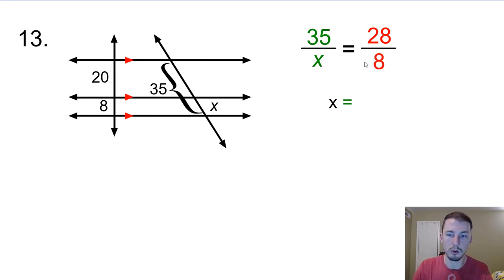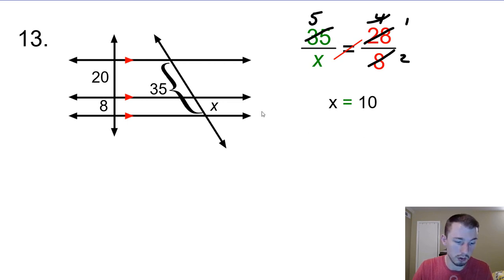Now, I want to reduce, or you don't have to reduce. Yeah, let's reduce. On this one, it looks like 7 can go into both of those, so that's going to be 5, and this one is 4. And then you reduce 4/8, which is going to be 1/2. Now that I've reduced, I can multiply 1 times x, which is just x, is equal to 5 times 2, which is 10. So this one here has to be equal to 10.